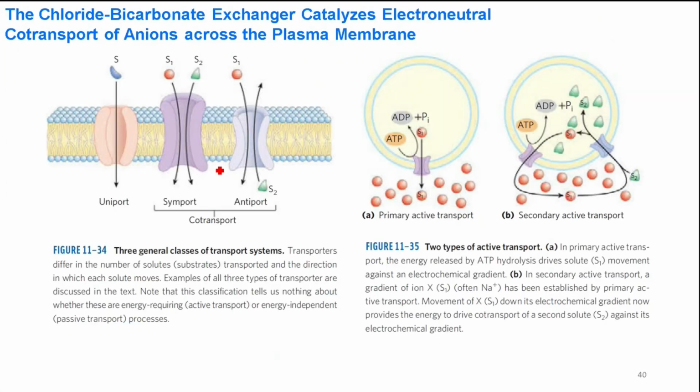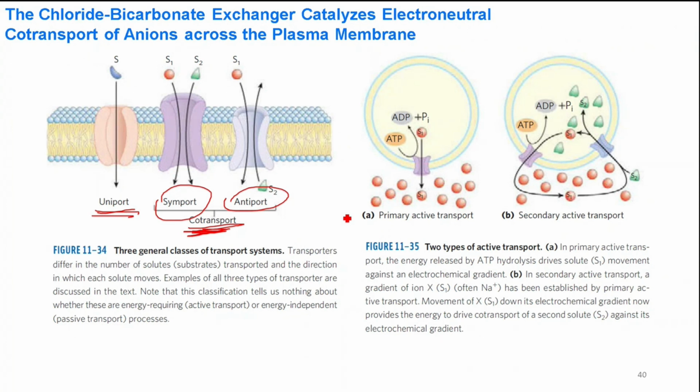Okay, so there are three types shown here. One is the uniport, where molecules are moving in one direction. There is symport, where two molecules are moving in the same direction through one transporter. And this is the antiport, in which one molecule is entering and the other molecule is going out. These two fall under the co-transport class.